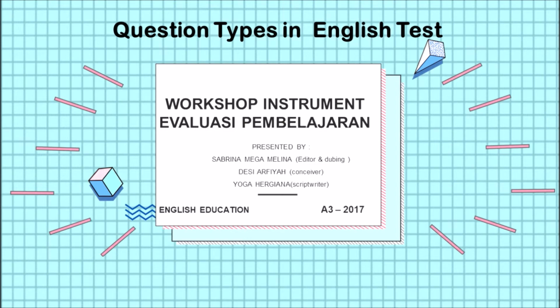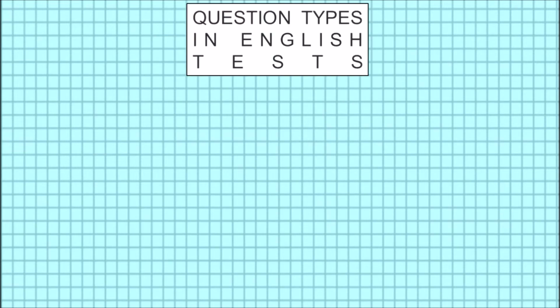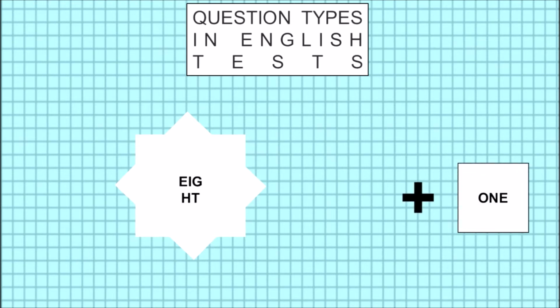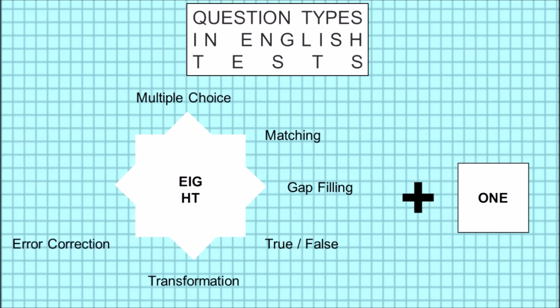Let's go to the material. Question types in English tests. Before we go to the material, you have to know how many question types there are in English tests. There are 9, 8 plus 1, special 9. First is multiple choice, second is matching, third is gap filling, then true false, transformation, error correction, closed procedure or closed passage, then open questions, and the last one is rearrange sentences.